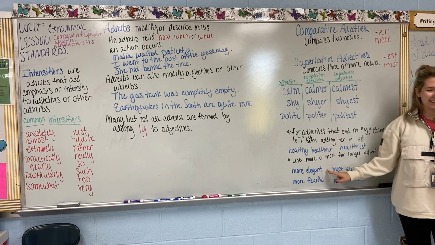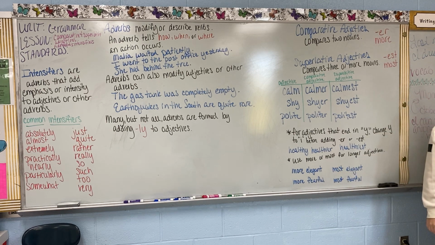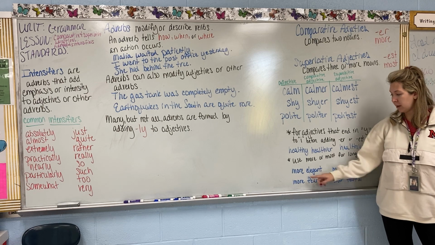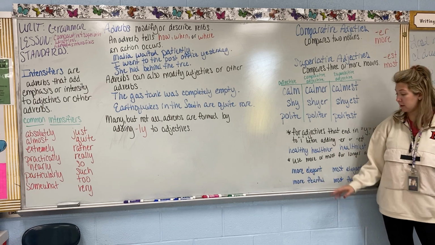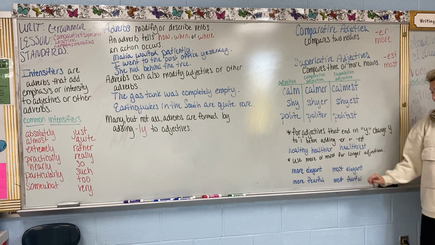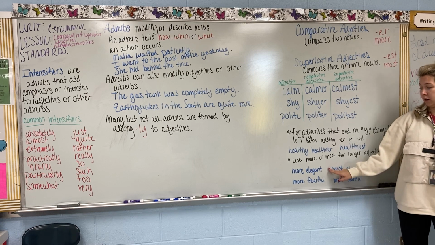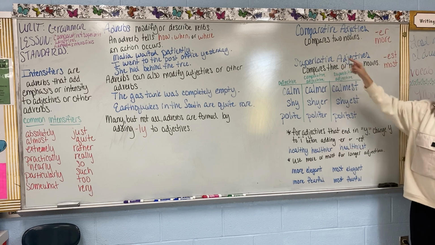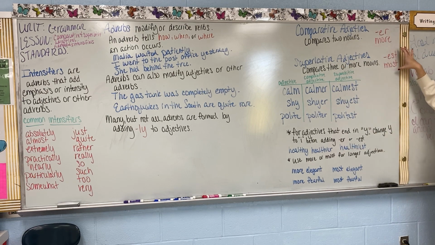Let's try and do it with elegant. So elegant, eleganter, elegantist does not sound right. It's too long. So instead of adding a special ending, we just add the word more or most. So more elegant and most elegant. More would be the comparative and most would be the superlative. And then I've written that down for you here as well.